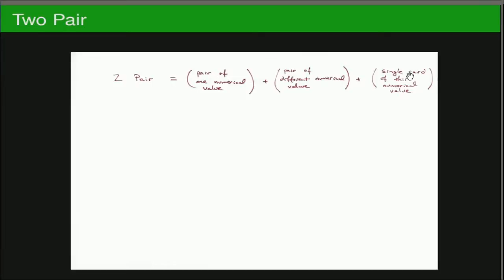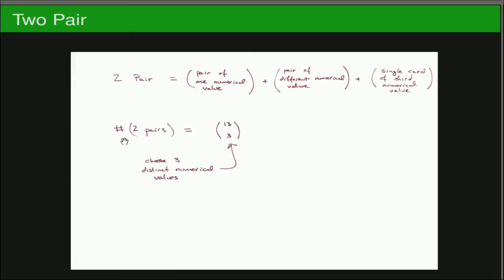Now let's look at the number of ways that we can get 2 pair. So let's begin with our description of what actually is going to characterize getting 2 pair. Well, we have one pair of one numerical value and another pair of a different numerical value, and then we've got a single card of a third numerical value.